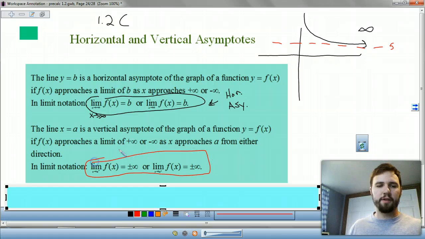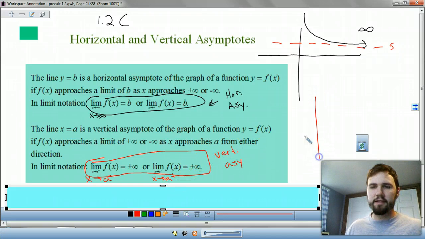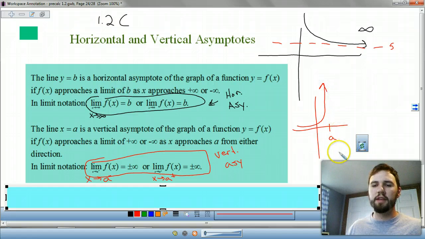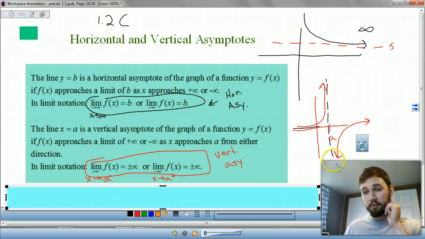Your vertical looks a little bit different. What this one says, as x approaches a from the negative side, and as x approaches a from the positive side, what that says is, as you approach some value, a, as you get closer and closer to it, you go off to infinity or negative infinity, or both. Okay, so as you get close to a, you zoom off into infinity. Okay? So that's a vertical asymptote.